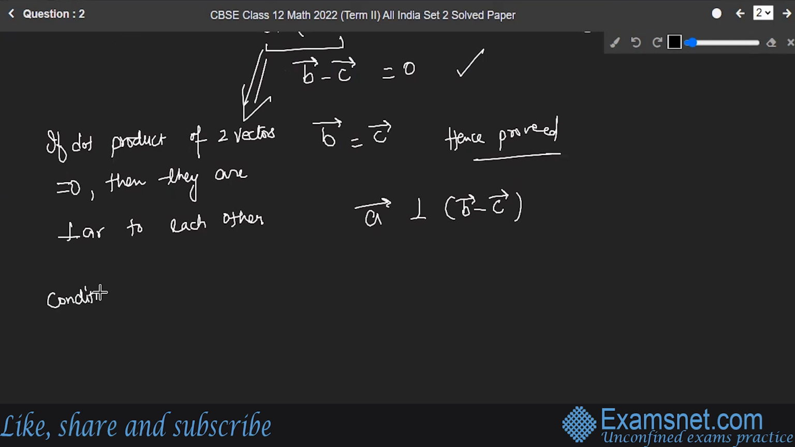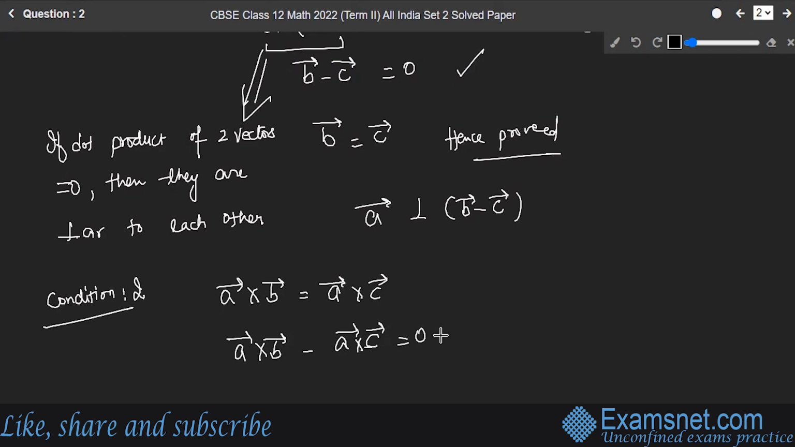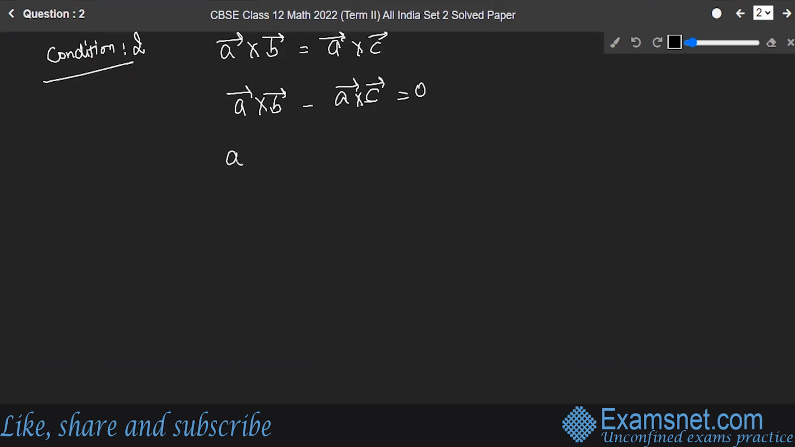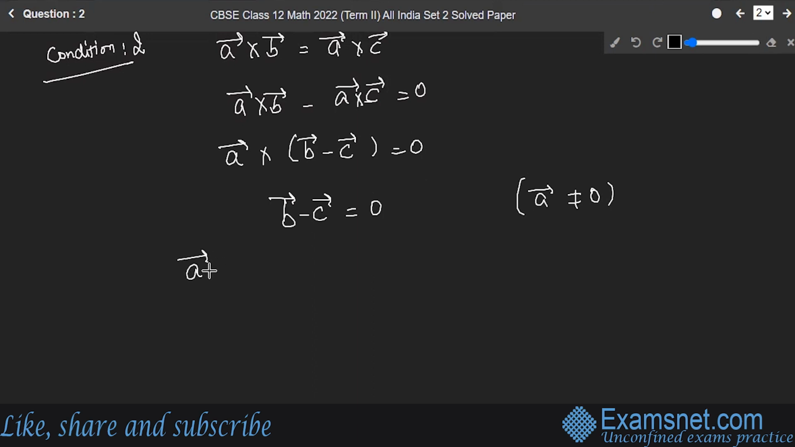You are also given, condition 2, that the cross product of A and B is equal to the cross product of A and C. Let's take them like this. This is equal to 0. So you can write it like A cross B minus C vector is equal to 0, which simply again means B minus C vector is equal to 0, because A is not 0. This thing is given in the question itself. So, sorry, B vector is equal to C vector.